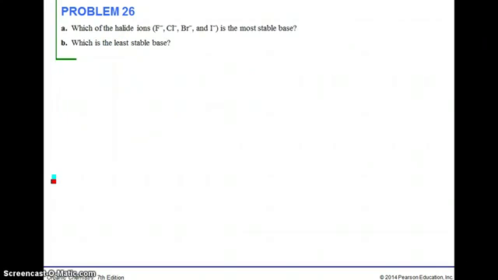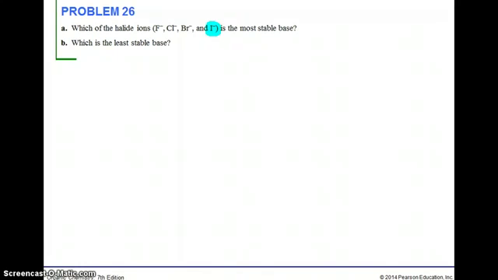Problem 26. Which of the halide ions, fluoride, chloride, bromide, and iodide, is the most stable base? Remember, the stronger the acid, the more stable the base. So we're looking for the strongest acid or conjugate acid of these particular ions. And in this case, the strongest acid is going to be hydrogen iodide. Therefore, the most stable base is going to be iodide. And that's because the iodide ion is much larger than any of the other ions listed.